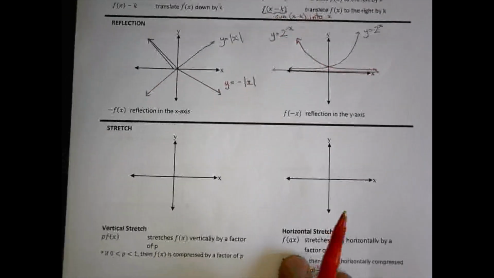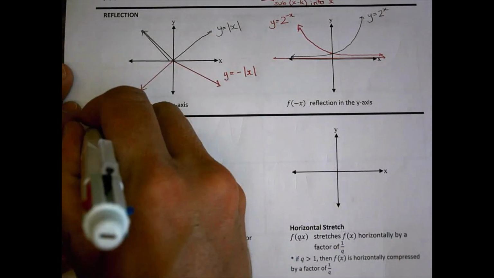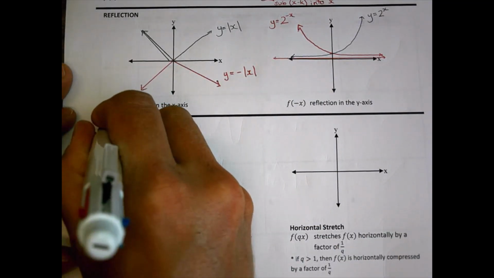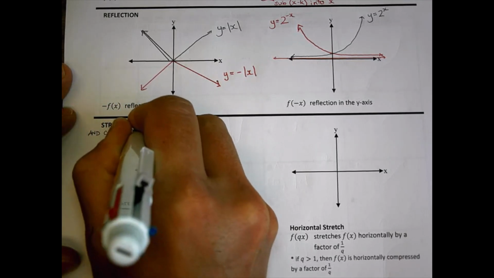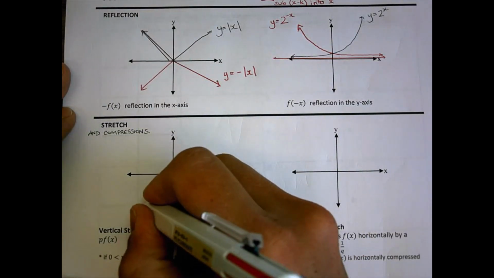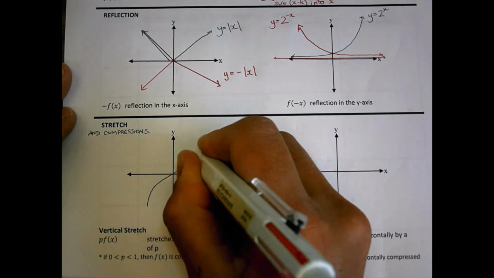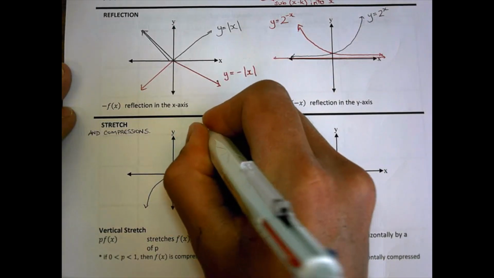Okay, the final type of transformations are stretches. So stretch and compressions, I should say. Two sides of the same coin. Let's start with a function, the cubic function. Hopefully you remember how to draw that. It's got that nice little inflection there. Y equals x to the 3.